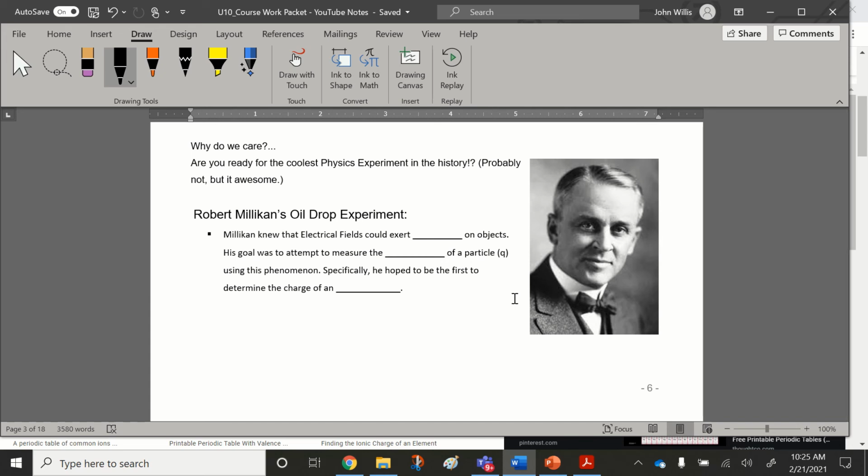Millikan knew, and this is not going to be something that you'll be tested on, we will do a calculation similar to what he did, but you just have to know who he was and what he did, what he found, and what the number was.